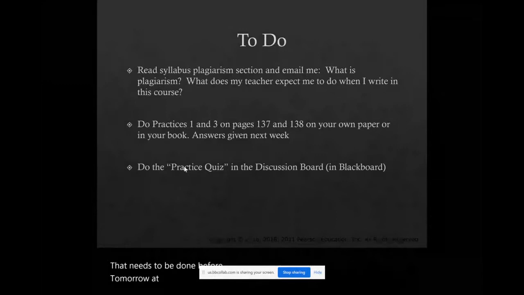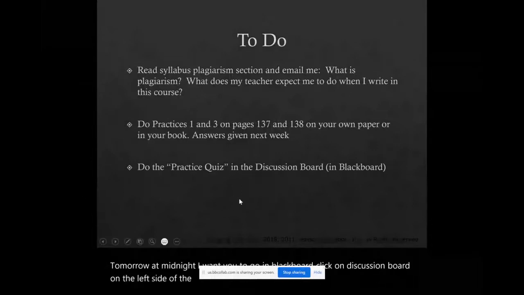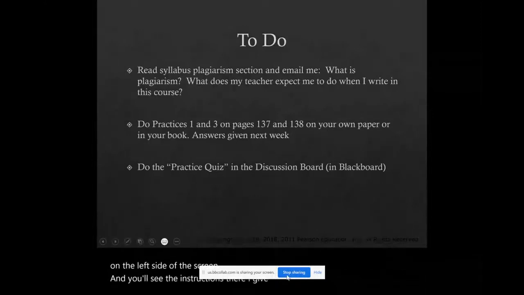I want you to go in Blackboard, click on discussion board on the left side of the screen, and you'll see the instructions there. I give you 5 sentences, and you need to label what's the subject and what's the verb in each of those. Subjects and verbs. Okay, guys? Okay, teacher. All right. I think that's enough to keep you busy for the next couple of days.